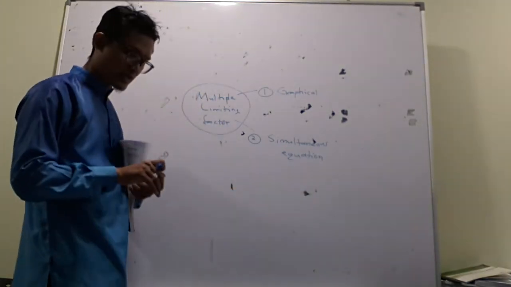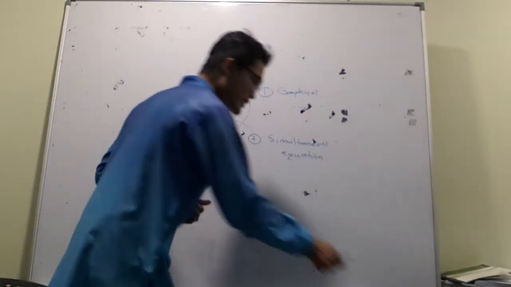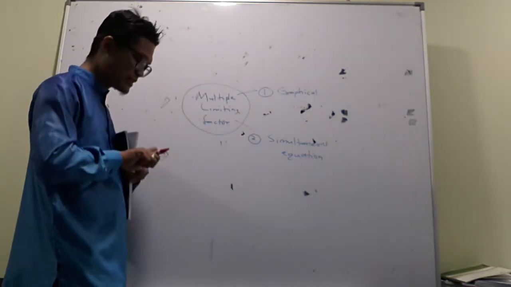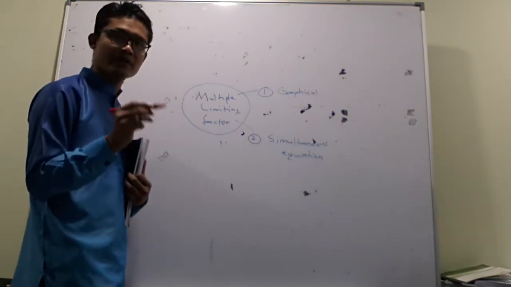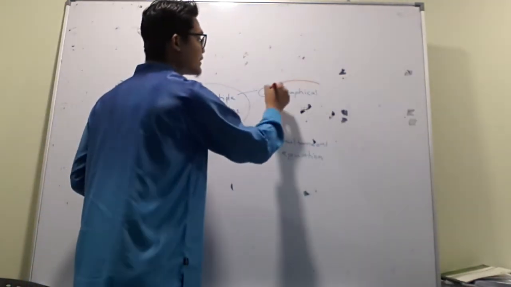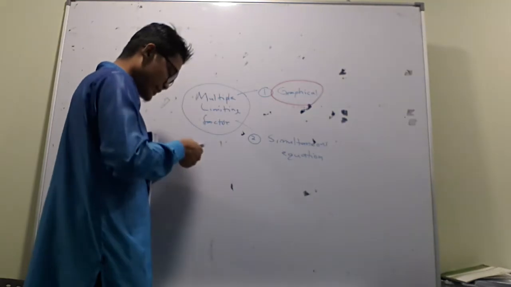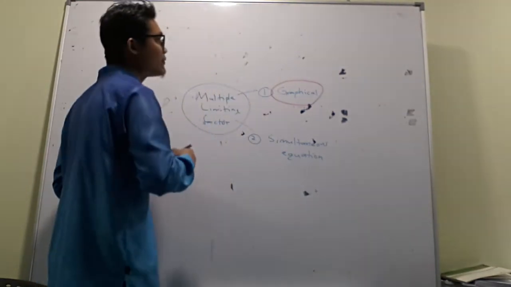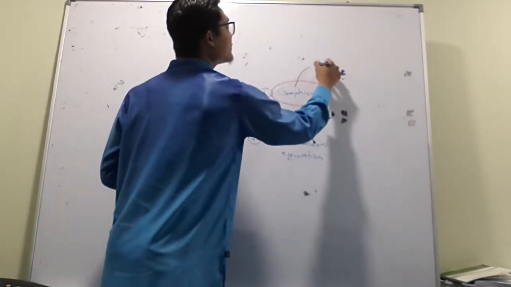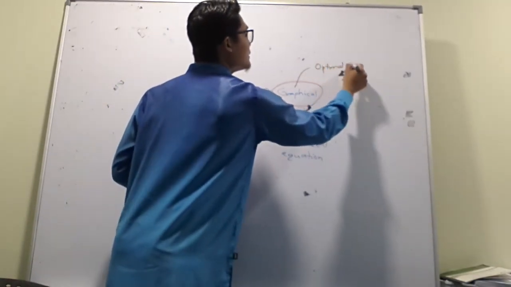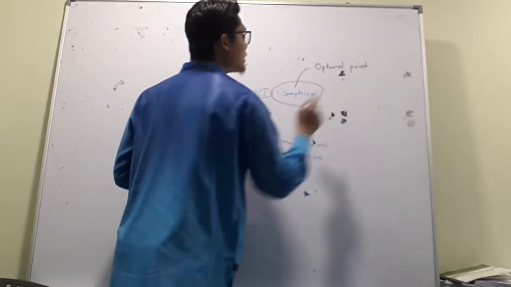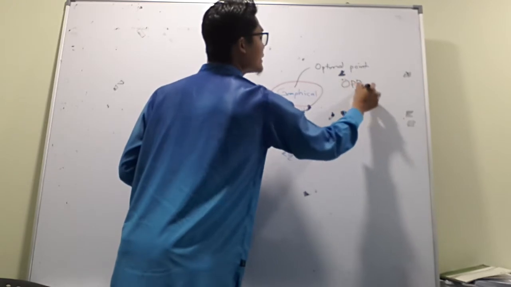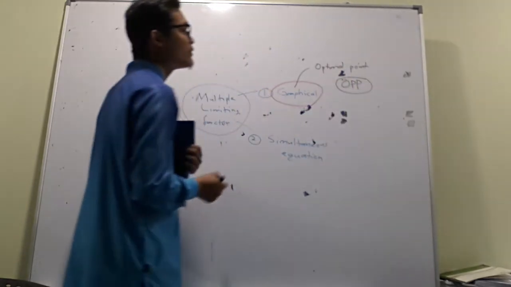Okay, so now what I'm going to do quickly is point out some key terms that we have learned from the graphical method. What are they? Well, number one, on the graph itself, we have something called the optimal point. You guys know that the optimal point will give you the OPP.